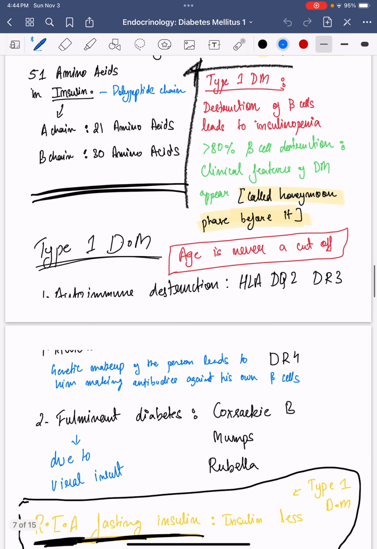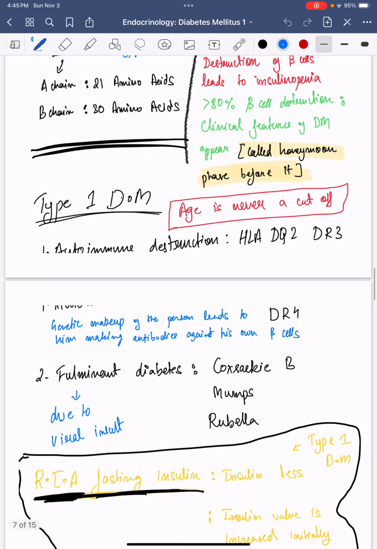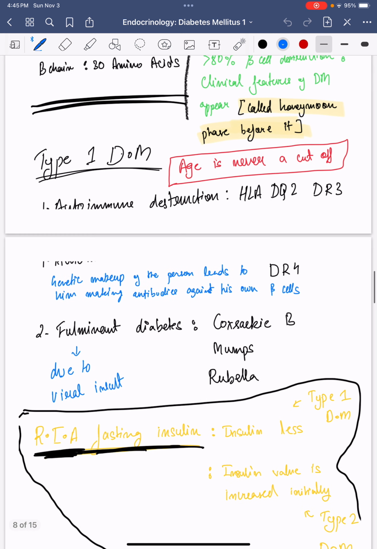Type 1 diabetes mellitus is due to destruction of beta cells of the pancreas that leads to insulinopenia, and more than 80% beta cell destruction leads to the appearance of clinical features of diabetes mellitus. Before the clinical features appear, it is called the honeymoon phase. And age is never a cutoff for type 1 diabetes mellitus.